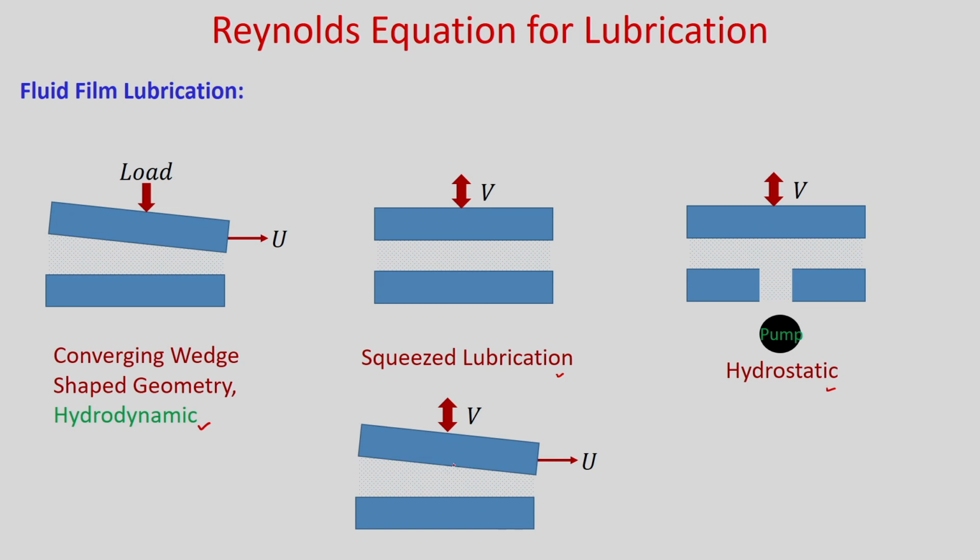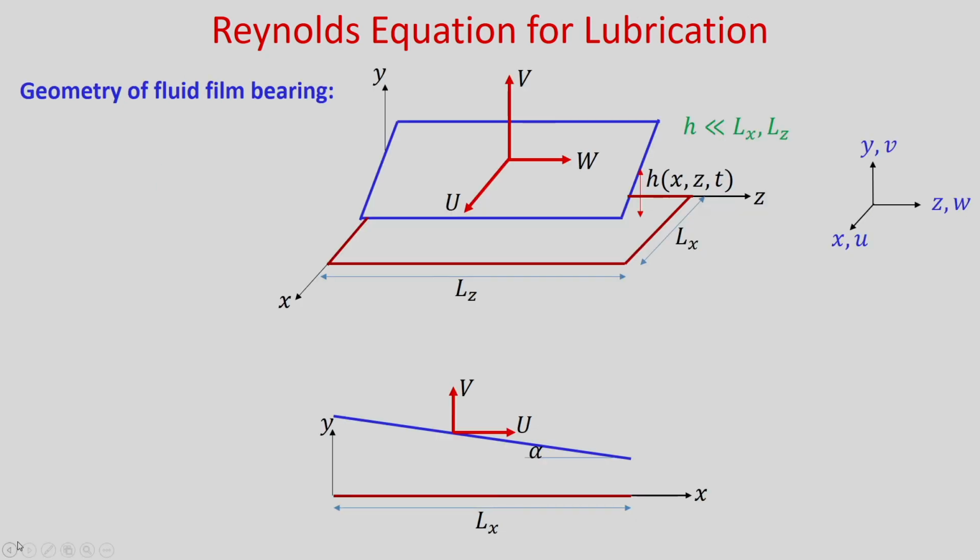In addition, you can see we can have both the velocities in normal direction as well as in tangential direction, and both the surfaces may move, but if you write in terms of the relative motion, obviously you can make the bottom surface stationary and you make the relative vertical motion as well as the tangential motion accordingly. So, this is the geometry of fluid film bearing.